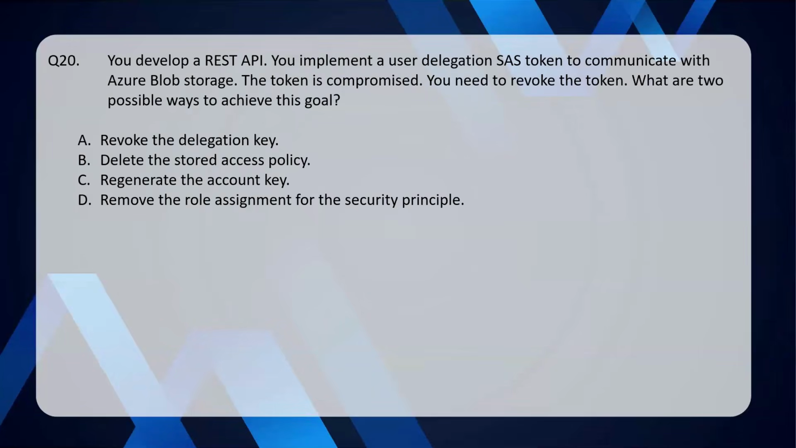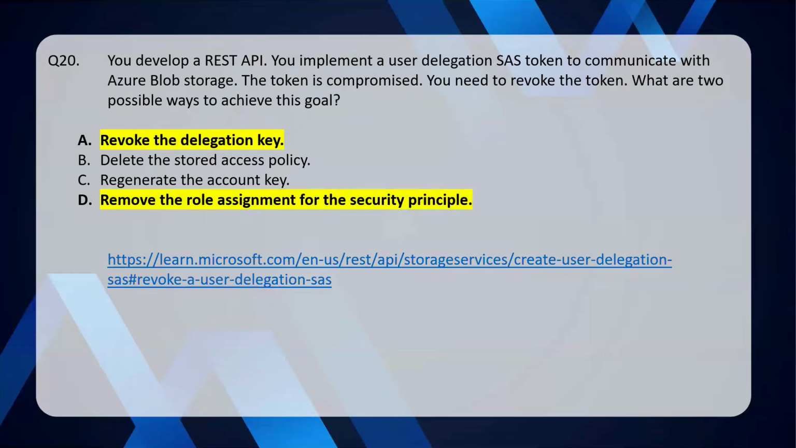Now friends, user delegation SAS depends on a user delegation key which is valid for a limited time and is issued by Entra ID. You can revoke this delegation key which effectively invalidates the existing user delegation SAS tokens. You can also revoke the token by removing the role assignments of the security principal. Folks, always remember both the user delegation key and RBAC role assignments are cached by Azure Storage, so there may be a delay between when you initiate the process of revocation and when an existing user delegation SAS becomes invalid.